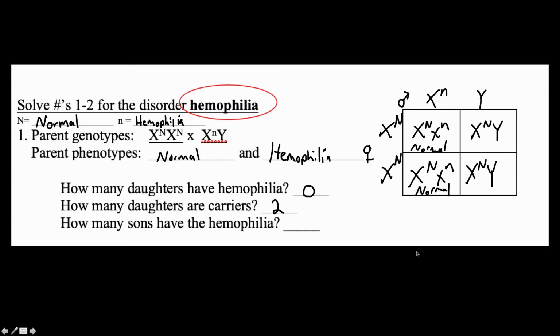And finally, how many sons have hemophilia? We look over here, X big N, that's normal. And X big N, that's normal. So 0 sons in this case have hemophilia. So that's what you do each time you do a Punnett square for an X-linked disorder. Make sure to look at one half of the Punnett square at a time, daughters versus sons, not the whole thing.